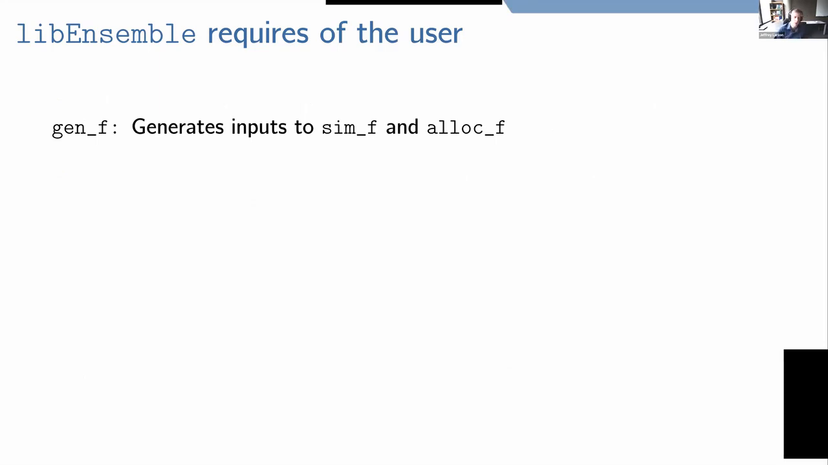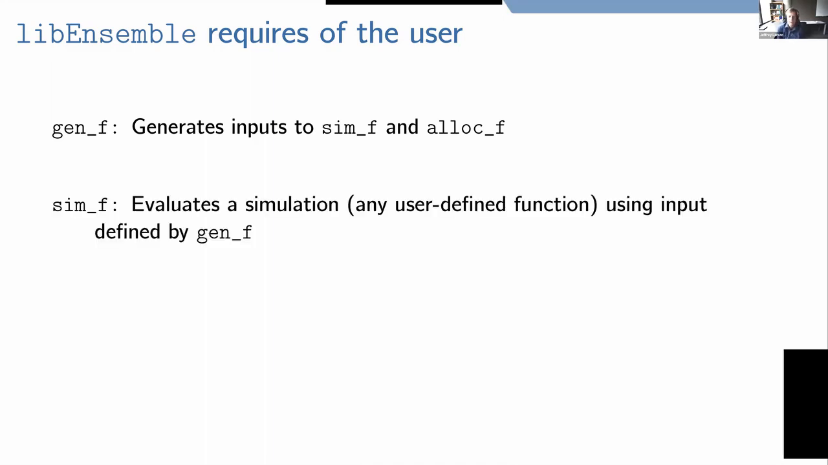Great, so what does libEnsemble require of a user? The libEnsemble workflow is coordinated by 3 functions. A generator function that generates inputs to something we're going to call a simulation function, a sim_f, and an allocation function, alloc_f. The gen_f makes inputs, the parameters that are going to determine what simulation is to be calculated. The simulation can be any sort of numerical calculation. The sim_f is going to evaluate some user-defined function using the inputs defined by the generator. The gen produces the inputs, the sim does the evaluations.